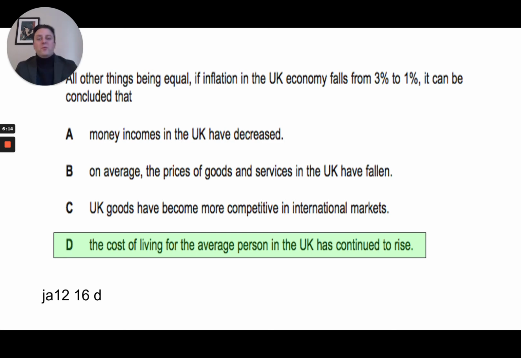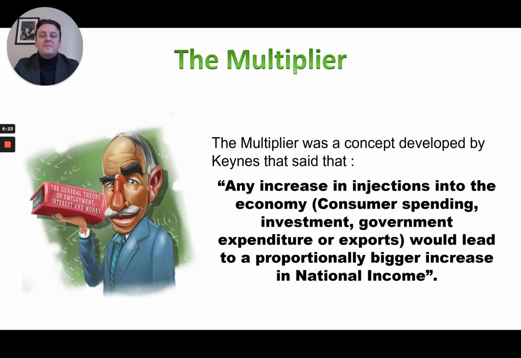But today we'll move on and have a wee look at a very important area in economics, which is the Keynesian multiplier. So this comes from Keynes's General Theory of Employment, Interest and Money.